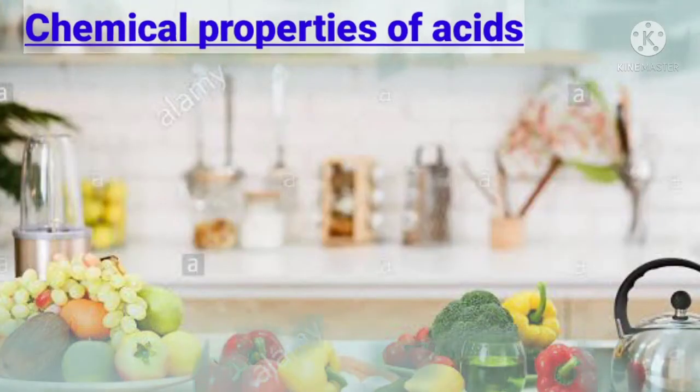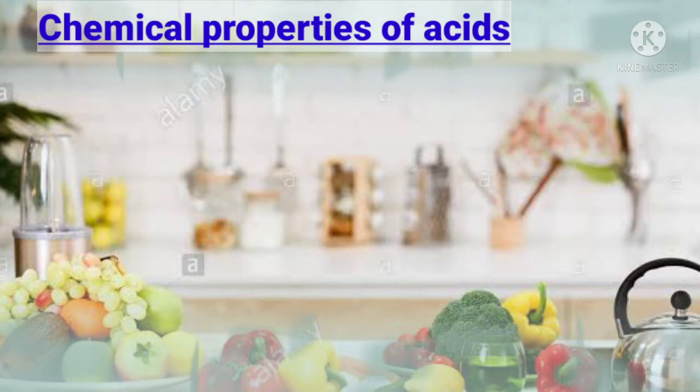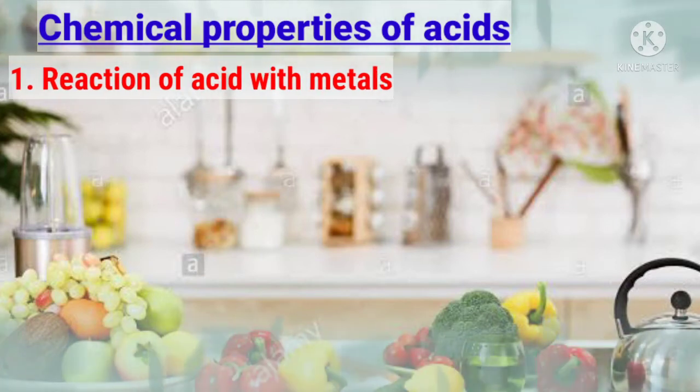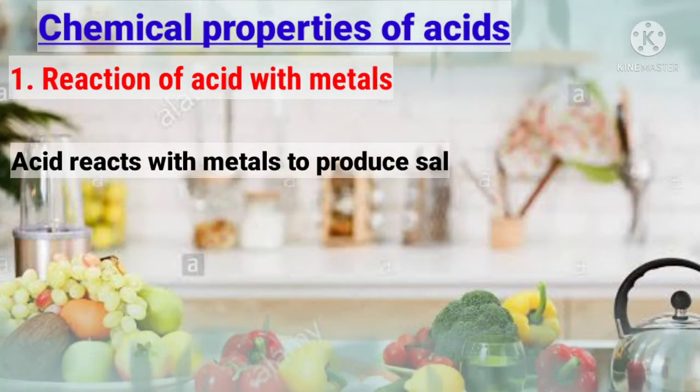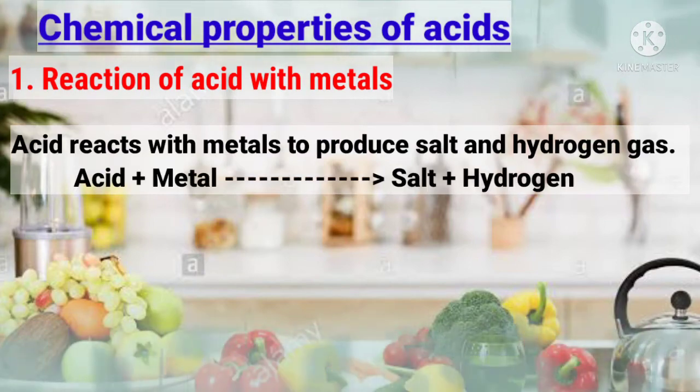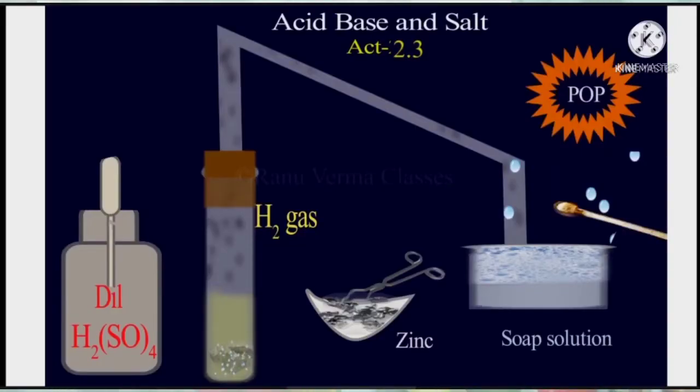Now we will discuss the chemical properties of acids. The first property is the reaction of acids with metals. When acid reacts with metals, they always produce salt and hydrogen gas. Now we will try to understand this property by conducting an activity. This activity is given as activity 2.3 in your reader.